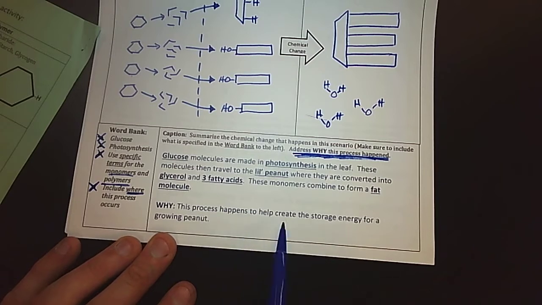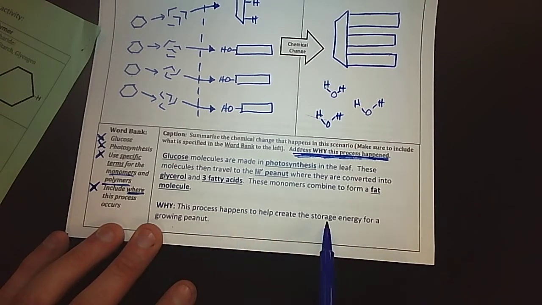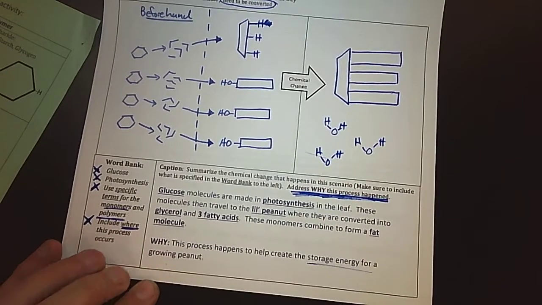This process happens to help create the storage energy for a growing peanut, right? That fat is going to carry a bunch of high energy bonds that could be used for later.